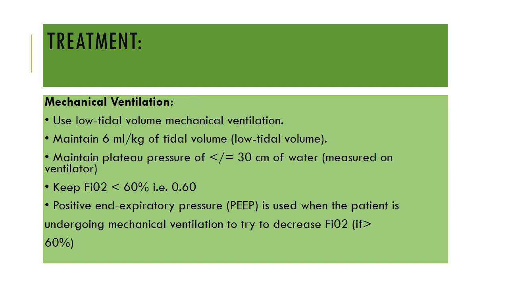So these are some settings which should be done on the ventilator. You have to keep a low tidal volume and maintain it at 6 ml per kg. You have to maintain a plateau pressure of less than or equal to 30 centimeter of water, and FiO2 should be kept less than 60% because high levels are toxic to the lungs. And positive end expiratory pressure, that is PEEP, is used when the patient is undergoing mechanical ventilation to try to decrease FiO2.